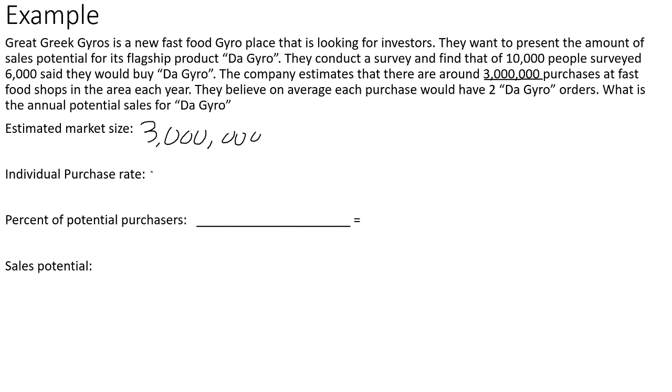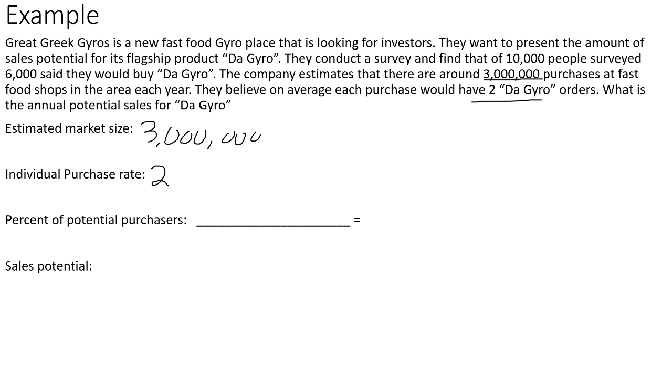The individual purchase rate is 2, because every person that they believe buys at a fast food restaurant will buy at least twice, right? That's what it says here, that each purchase will have at least 2 orders throughout the year. I didn't put "through the year" here, but I'm going to imply that it's there.